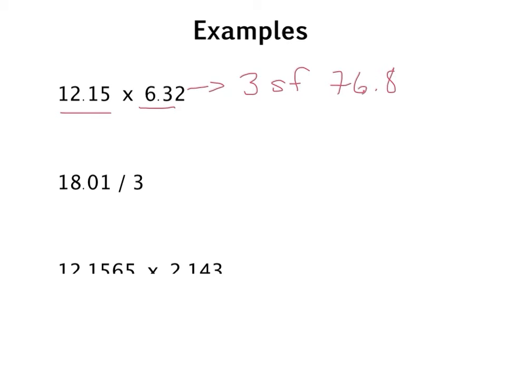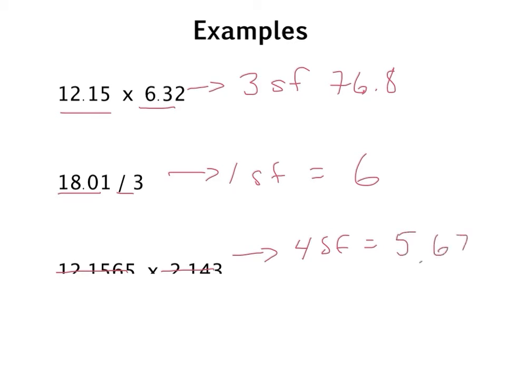In 18.01 divided by 3, I've got 4 sig figs and 1 sig fig, so my answer should only have 1 sig fig, which gives me an answer of 6. Now if I have 12.1565, which has 6 significant figures, and 2.143, which has 4 significant figures, my answer should end up as 4 sig figs, and it should be 5.673.